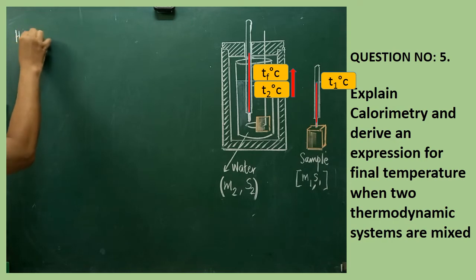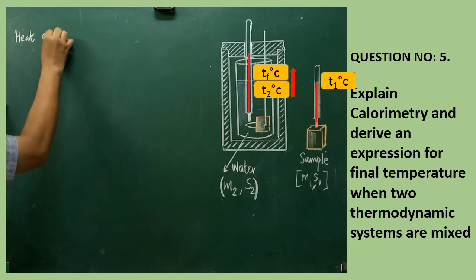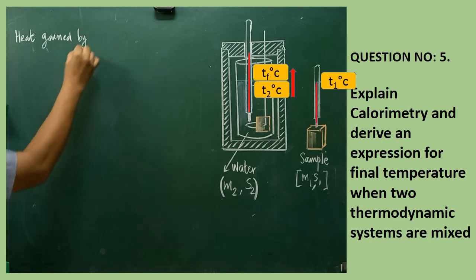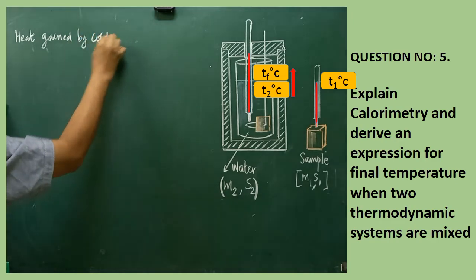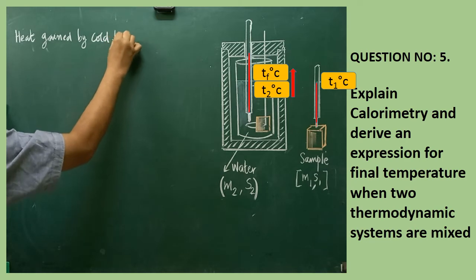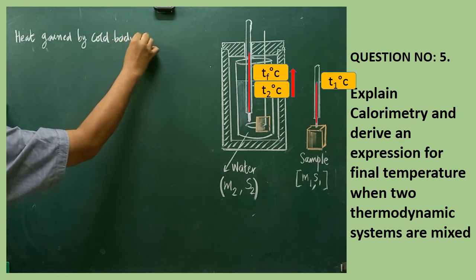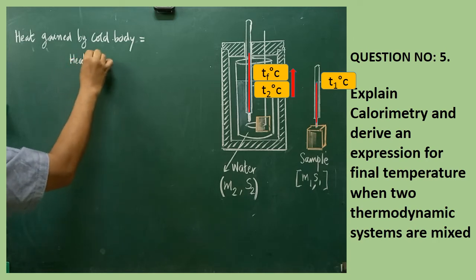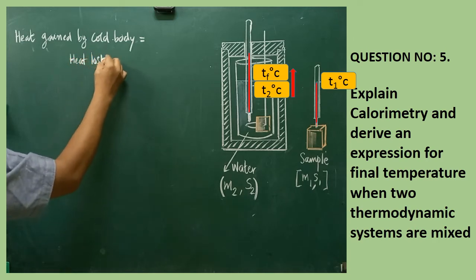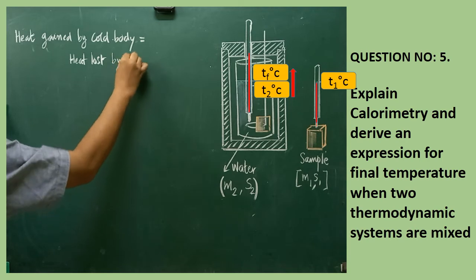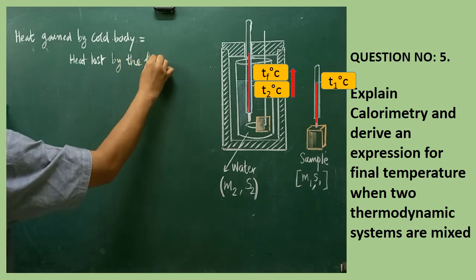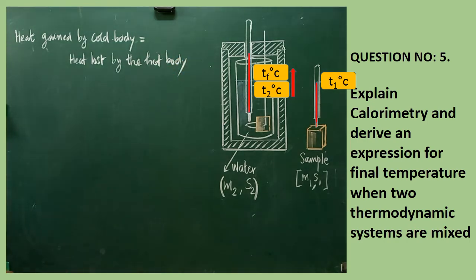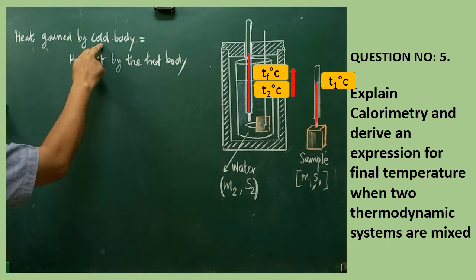Heat gained by cold body will be equal to heat lost by the hot body. So this is the basic principle of calorimetry. So which one is the cold body?